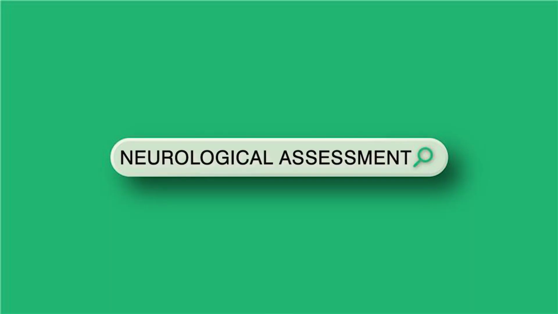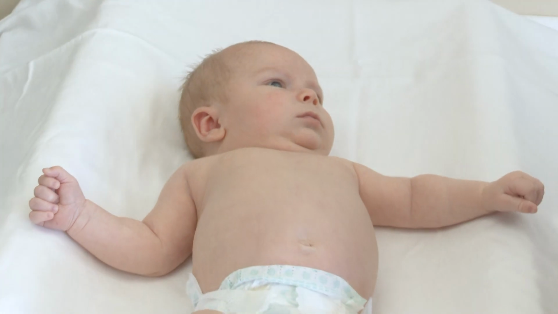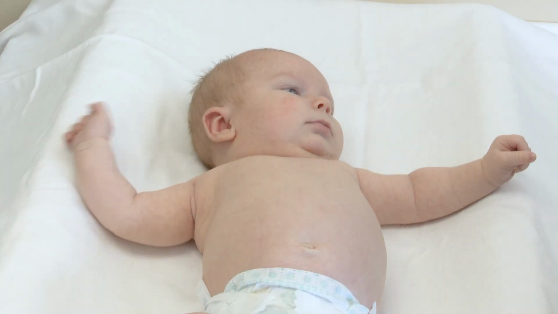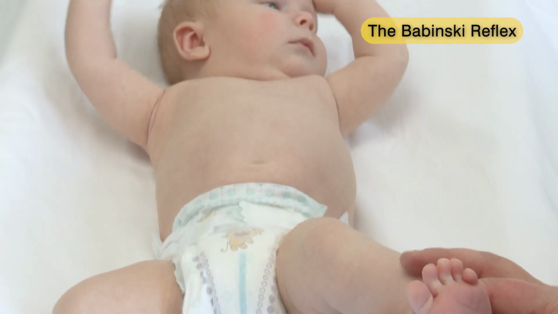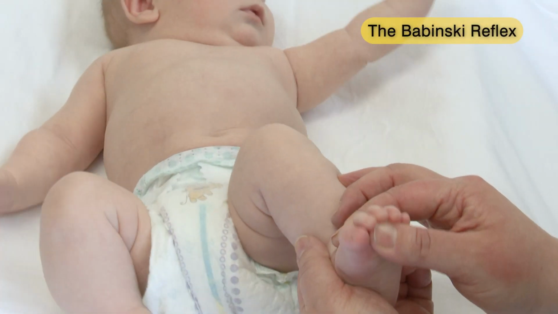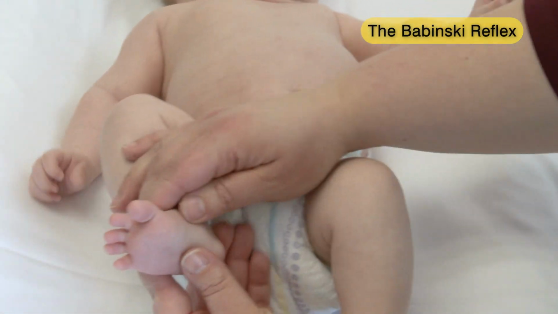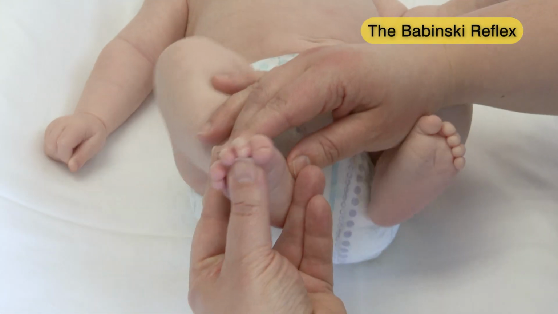Primitive reflexes may be included as part of the infant assessment depending upon the infant's age and other findings during the assessment. The Babinski reflex is a primitive plantar reflex for the toes to try and attempt to grasp your thumb or your finger when the sole of the foot is firmly stroked.